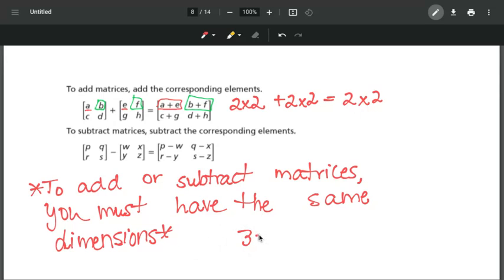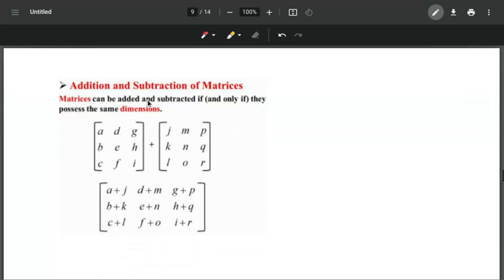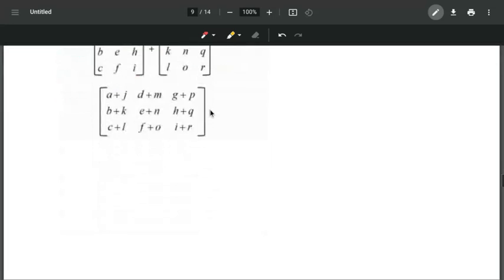So if I were going to add a 3 by 1, I could only add it to another matrix that was 3 rows and 1 column. And then that would give me a 3-row, 1-column matrix. So the matrices can be added or subtracted as long as they have the same dimensions.